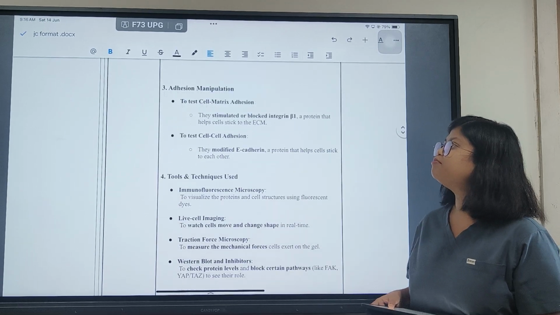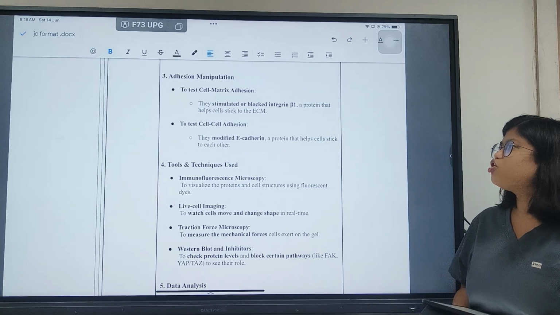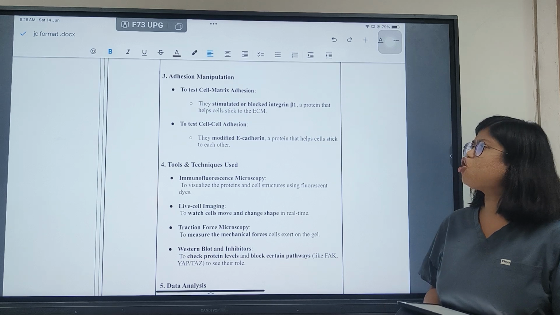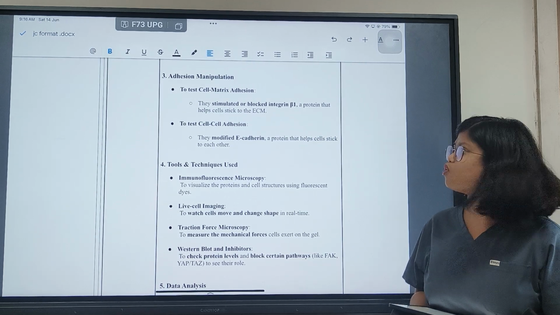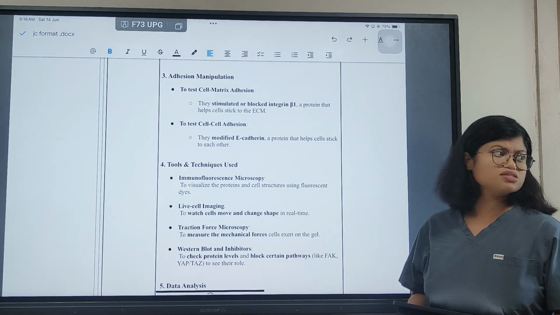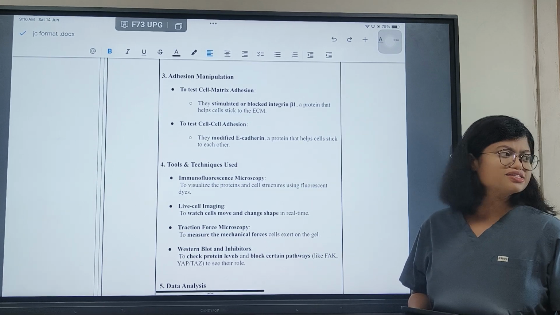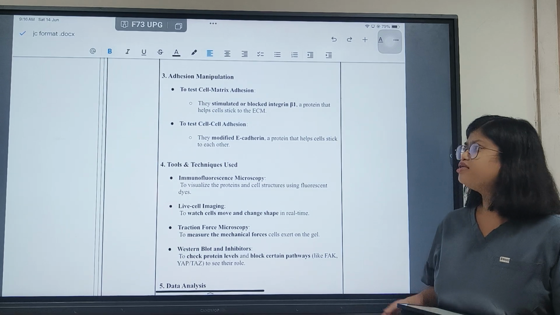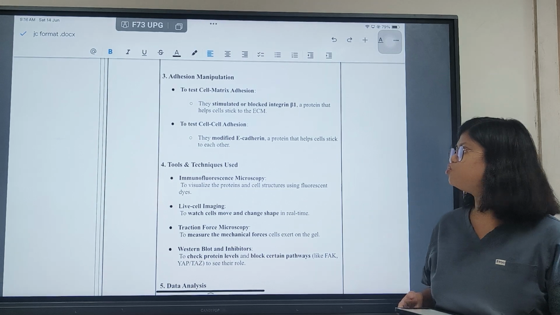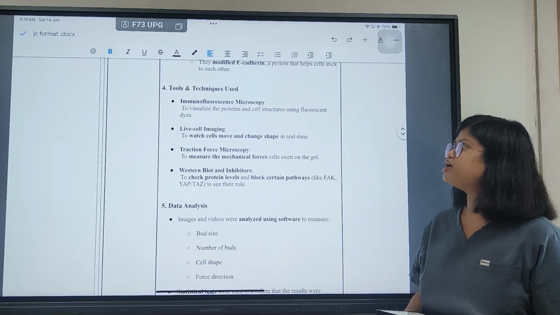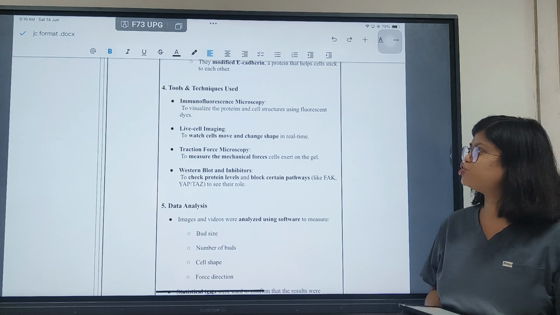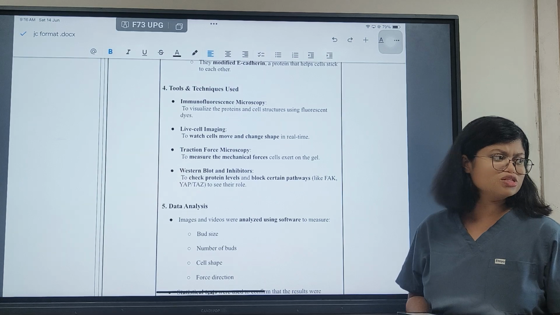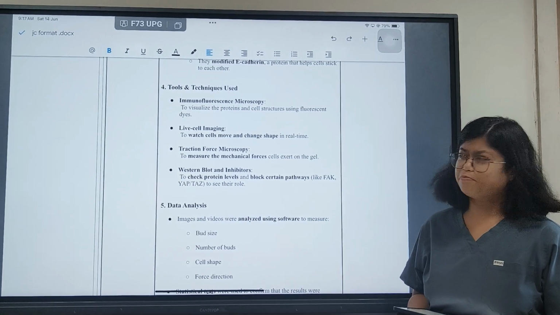As I already told, they tested cell-matrix adhesion by blocking or stimulating integrin beta 1, a protein that helps stick cells to the ECM, and to test cell-to-cell adhesion they modified E-cadherin, a protein that helps cells stick to each other. They used immunofluorescence microscopy to visualize these cells, and live cell imaging to see how the cells were moving and how they changed shape in real time.